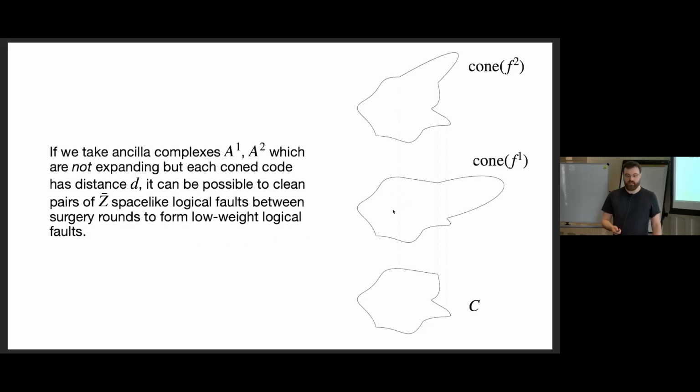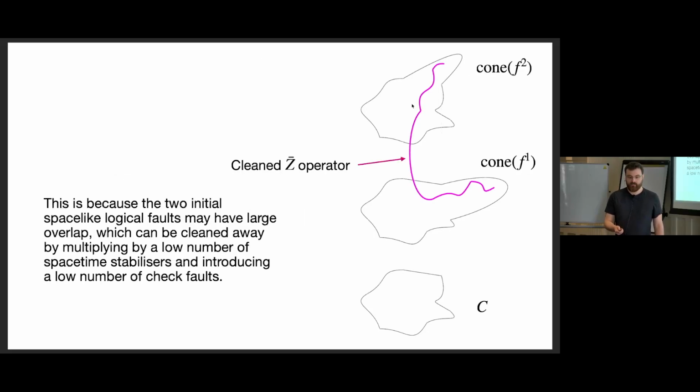Then the problem is that one can take, so here I have some initial code. I've got a time slice where I have the cone code of the first surgery, and then I've got the time slice where I've got the cone code of the second surgery. And the problem is that I can have this kind of fault, which starts off as a space-like fault in my top deformed code, and then goes down into my other deformed code. And this is basically because this is a product, or is in the same equivalence class as a product, of two space-like faults.